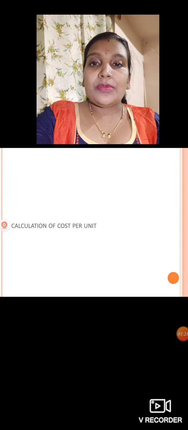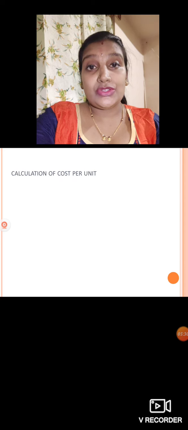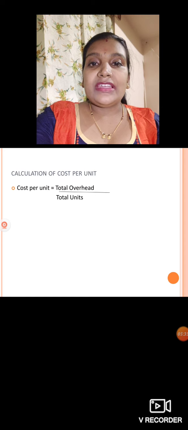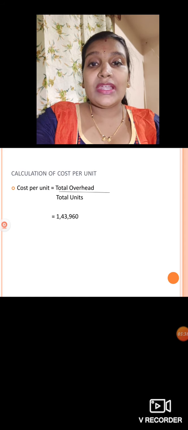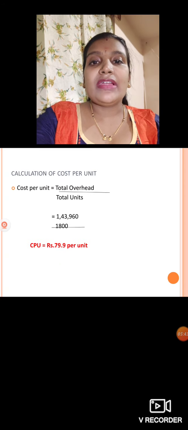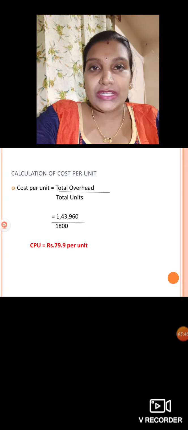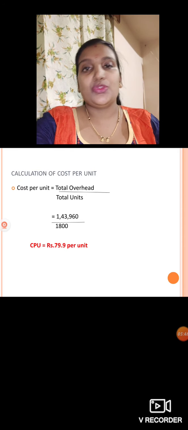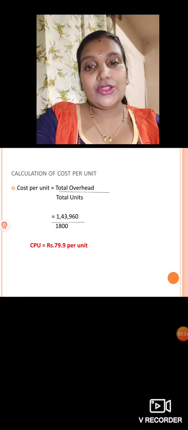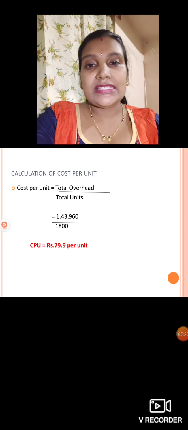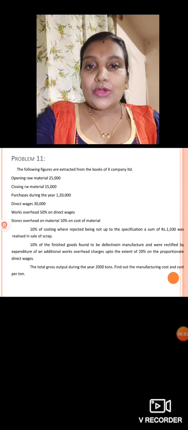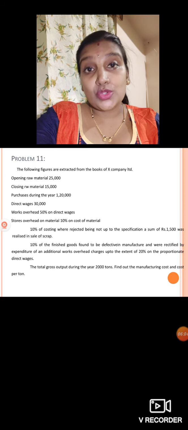So we'll see the next problem. Cost per unit also we should calculate. They have asked you to calculate cost per unit. So cost per unit is total overhead divided by total units. How much did we get as total? 1,43,960 divided by 1,800 units. Why do you have to divide it by 1,800 units? Because units produced we have is 1,800, not 2,000 directly. Because scrap we have 200 in that, so 1,800 you should take. So cost per unit, how much will we get? 79.9 per unit.